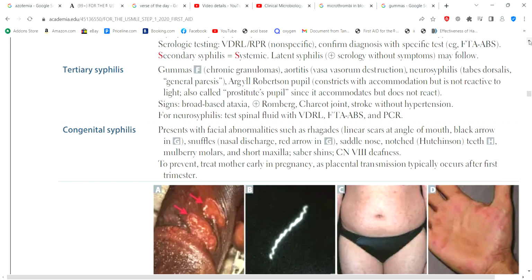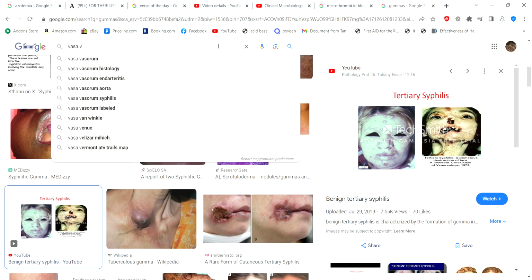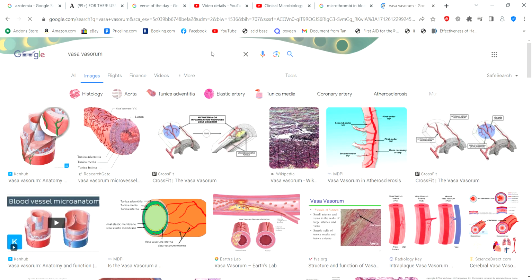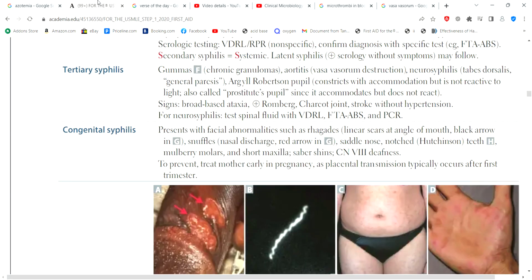Aortitis, which is vasa vasorum destruction. What is a vasa vasorum? Vasa vasorum is the outside of the blood vessel. Tertiary syphilis comes and destroys that. It destroys the vasa vasorum of the aorta.